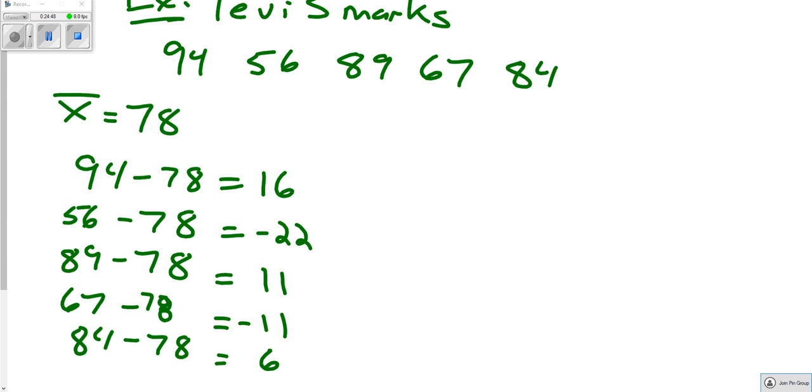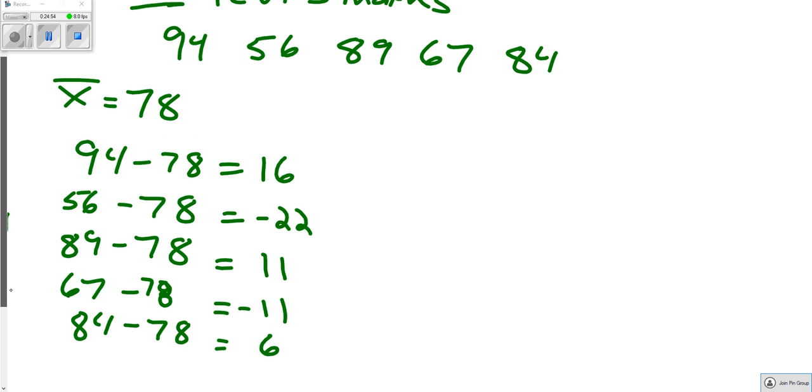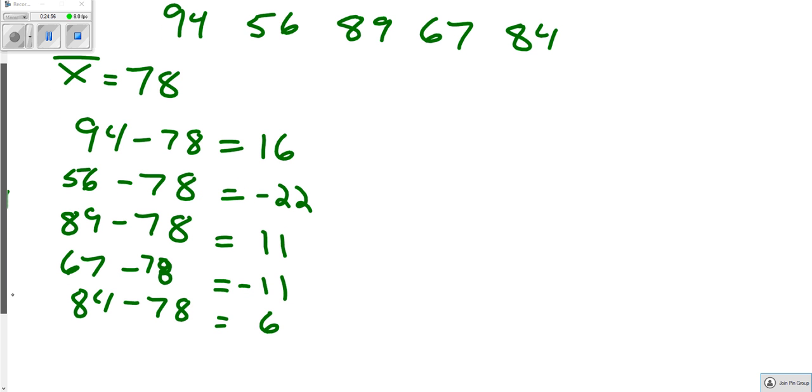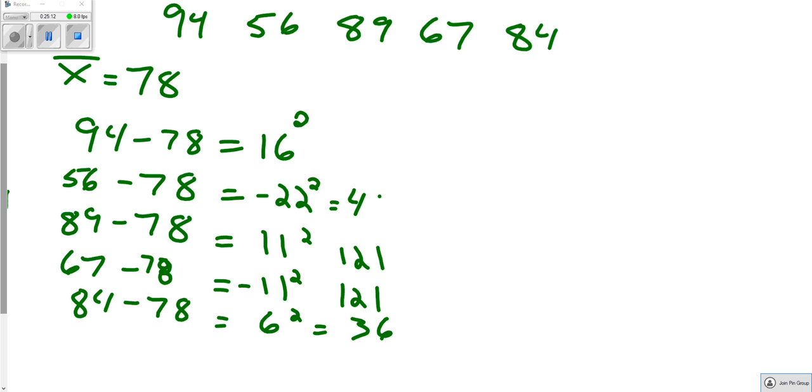Okay, so then you take all your numbers, and then you're going to square them. Now remember, when you square a negative number, what does it come out as? Right. 36, 121, 121. What's 22 squared? 484. And 16 squared is 256.